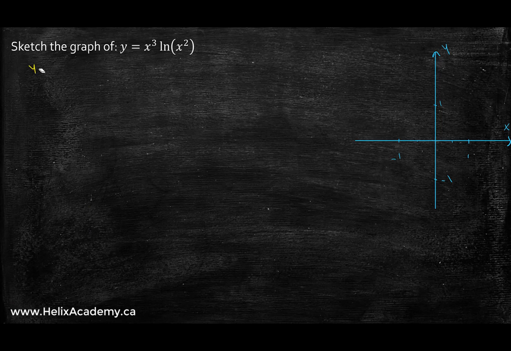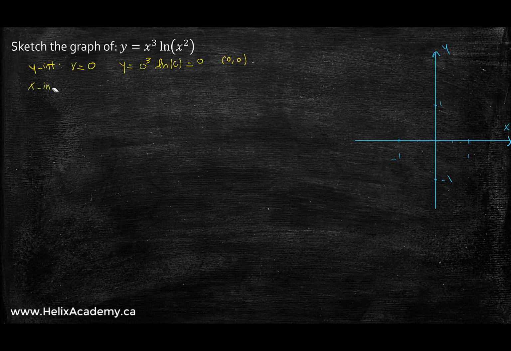So in order to find the y-intercept, we need to place x equal to 0. So we will have 0 to the 3 ln of 0. Okay, so we know that this is automatically equal to 0. So at the point (0, 0), we will have an intercept.